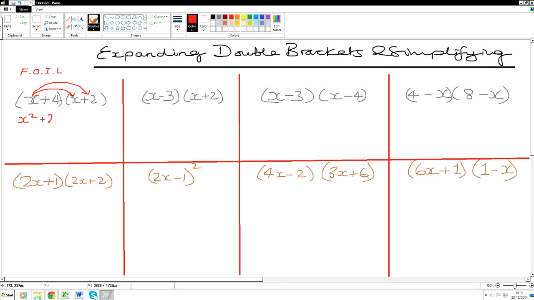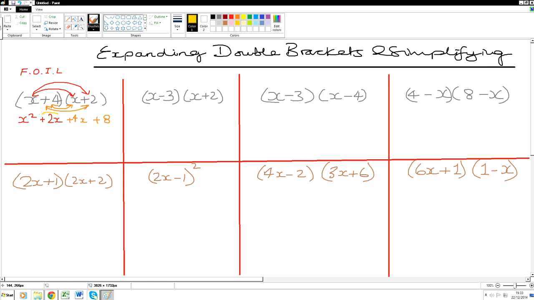Plus 2x. Now we do the inside two. I stands for inside. So plus 4 times x. And then L stands for the last two. So plus 4 and plus 2 are the last two in each bracket. So plus 4 times plus 2 is plus 8. Now we do the simplifying.